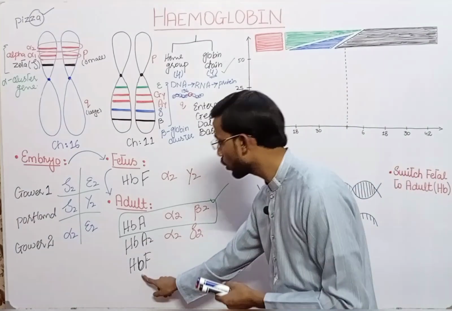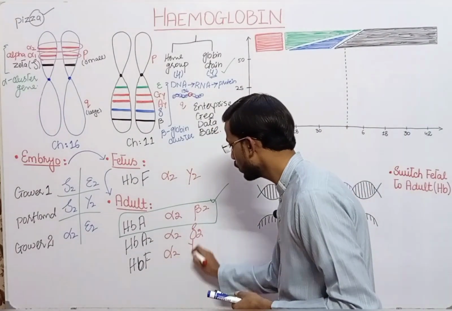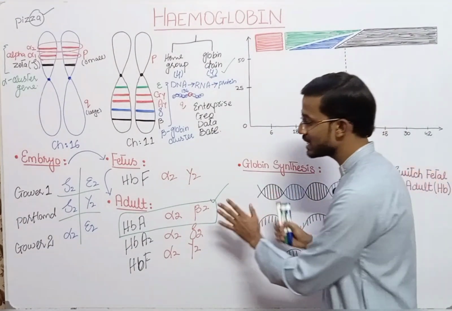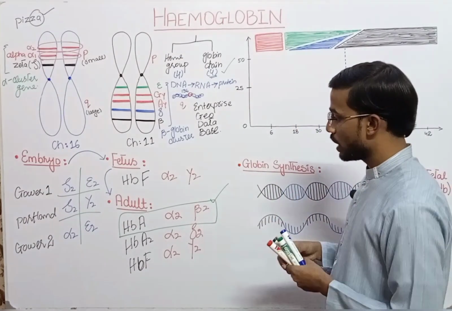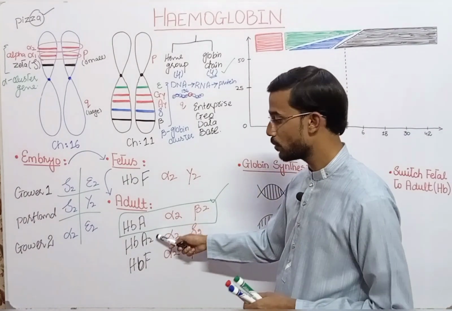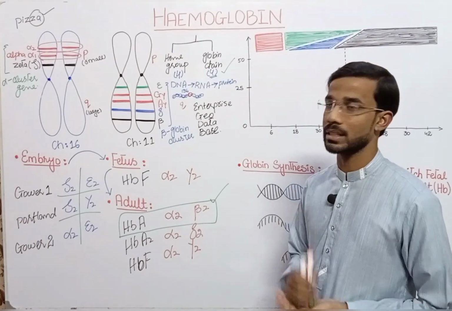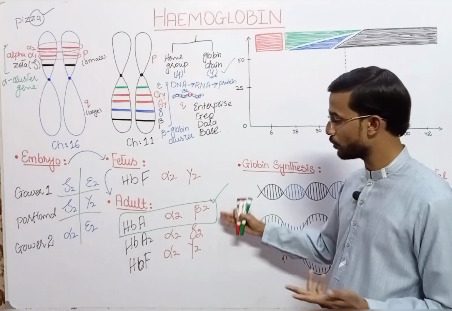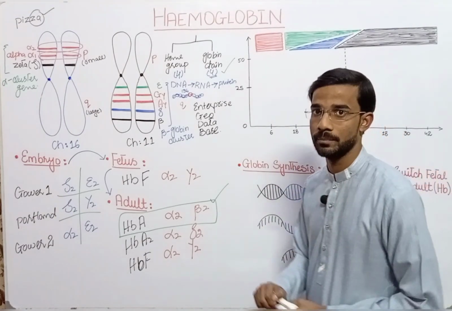And last is hemoglobin F. Same here, 2 alpha and 2 gamma. So this is the fetal hemoglobin. So these are basically the hemoglobins which are present in the adult. Hemoglobin A is present in large amount, then hemoglobin A2, and last hemoglobin F, which is present in small quantity. Same here, 4 globin chains are present in each hemoglobin.